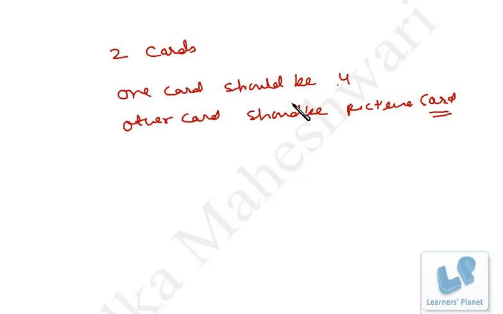Now here one card should be 4. What's the probability of getting 4? That's 4 by 52. And the other card should be a picture card. What's the probability of a picture card? That's 12 by 52. Now as I told you, the possibility is with or without replacement. Here I haven't mentioned whether I should put the card back into the deck or not, so I'm just going to discuss both the cases.